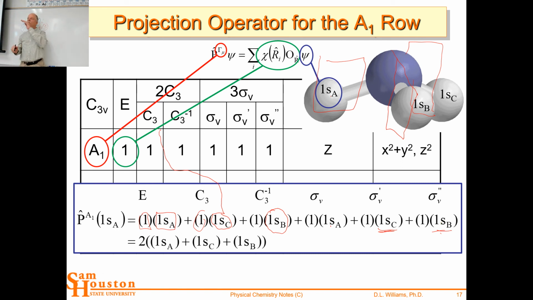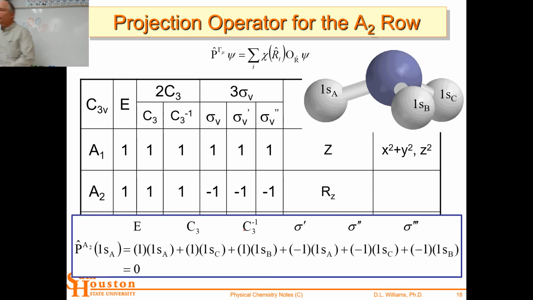And then we have the character in front of each one of those, +1, +1, +1. Now if we look at this, all of them are added up. We have 2's in front of all of them, so we end up with all of them in phase, 1sa plus 1sc plus 1sb. And so that's going to be all 3 orbitals in phase with each other. Let's look at A2.